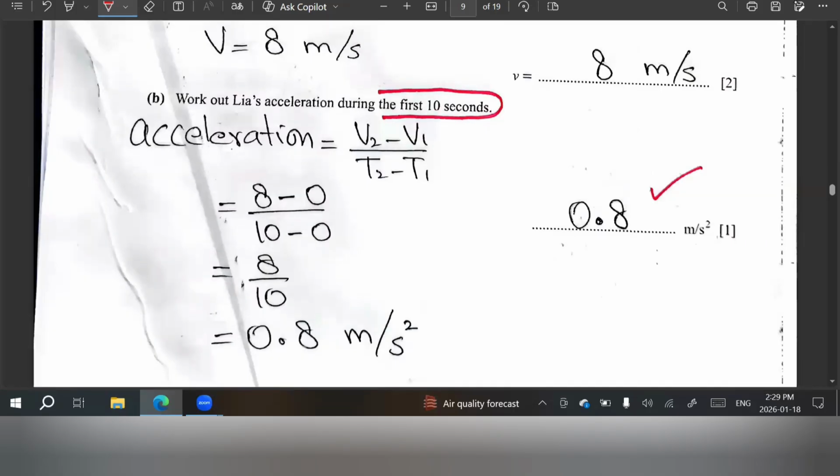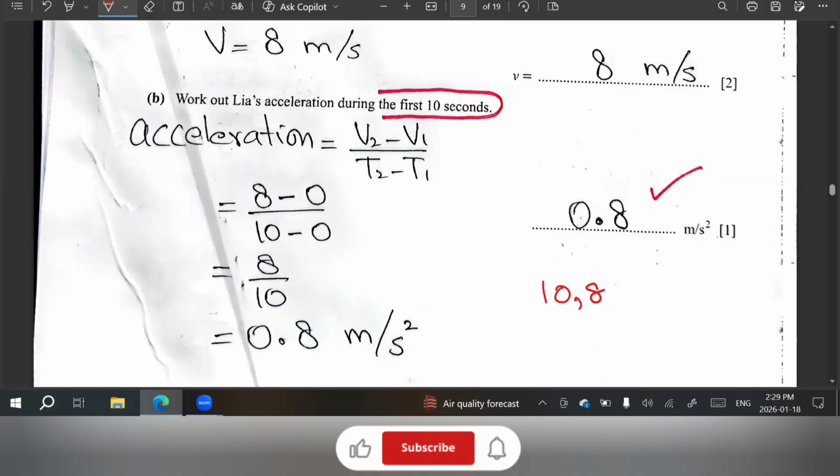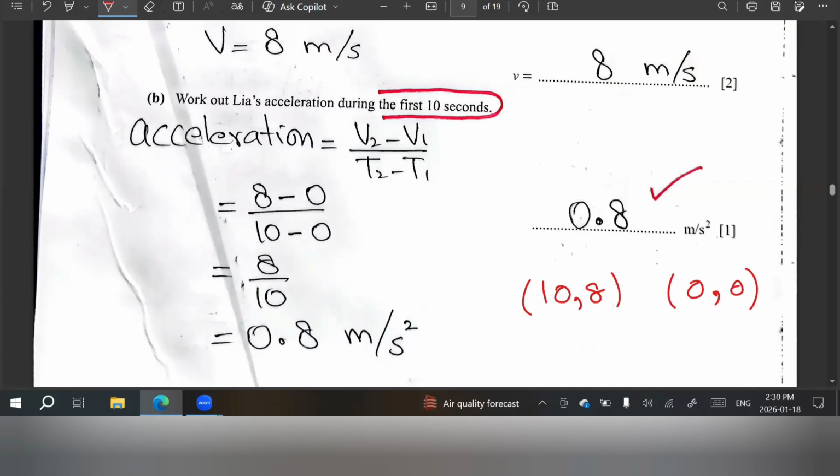One point is 10, comma 8, and the other point I've taken is 0, comma 0. Then I apply the formula V2 minus V1 divided by T2 minus T1. So it will become 8 minus 0 divided by 10 minus 0. That is 8 by 10.